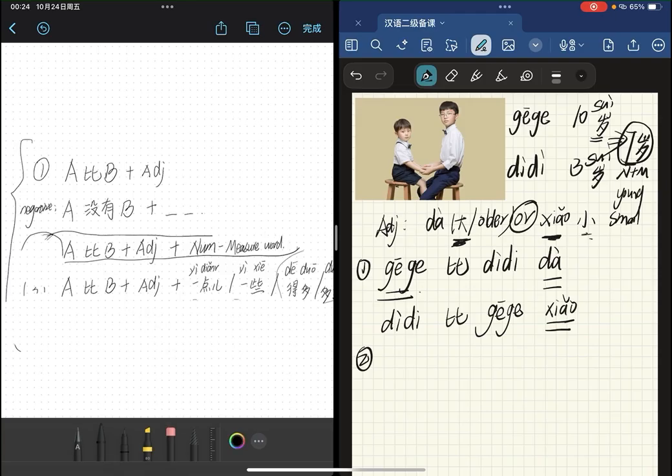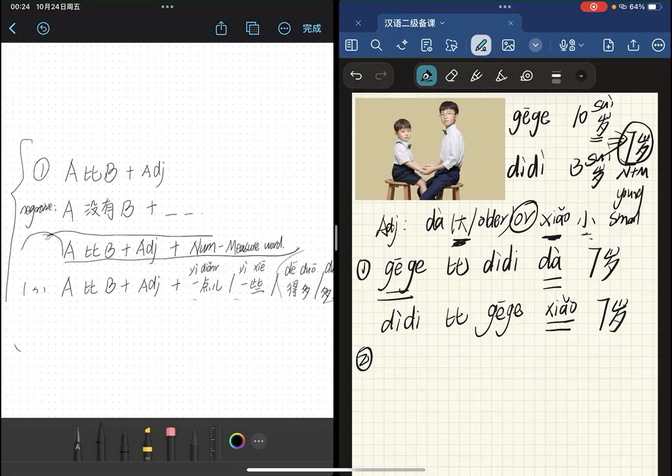So for the first one, 哥哥比弟弟大, and we can add the number-measure word phrase 7岁. 哥哥比弟弟大7岁. Good. 弟弟比哥哥小, and the age difference is 7岁, 7 years old. 弟弟比哥哥小7岁.